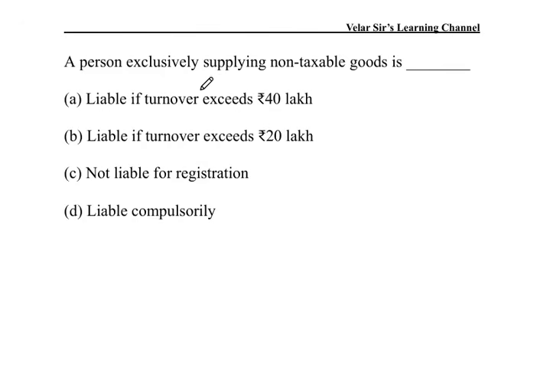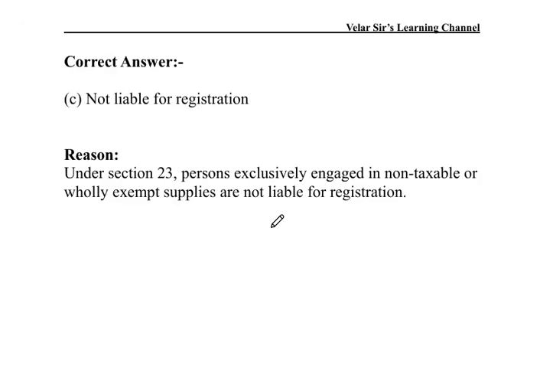Next MCQ: a person exclusively supplying non-taxable goods is dash. The options given are: first option, liable if turnover exceeds 40 lakhs; B option, liable if turnover exceeds 20 lakhs; C option, not liable for registration; and last option, liable compulsorily. The correct answer will be what? Not liable for registration. The reason given is that under Section 23, a person exclusively engaged in non-taxable or wholly exempt supplies is not liable for registration. This is the reason for this correct answer.